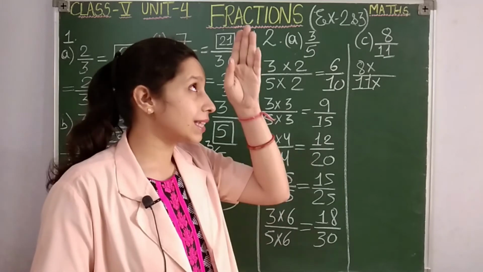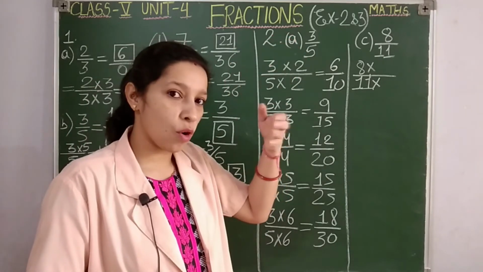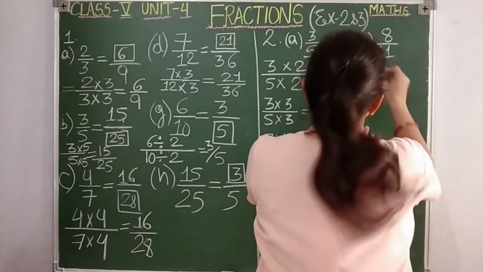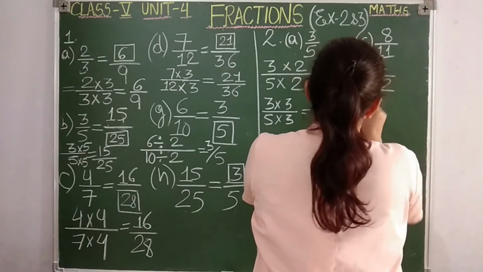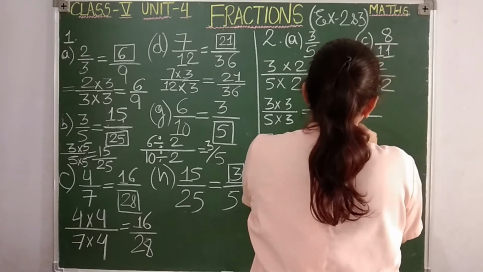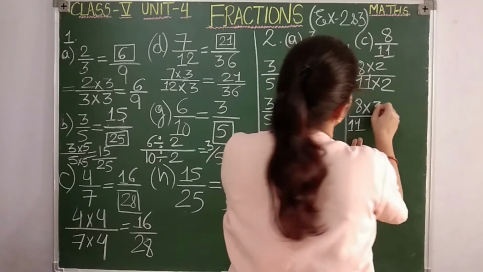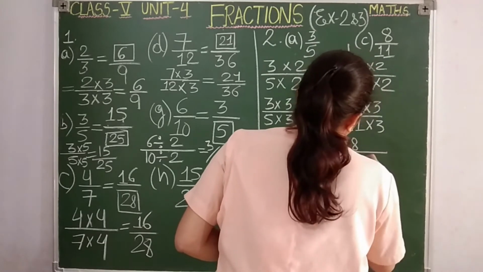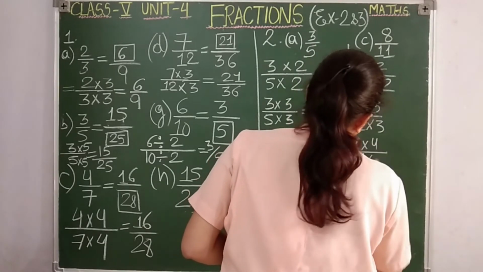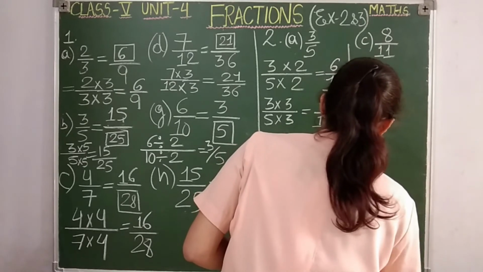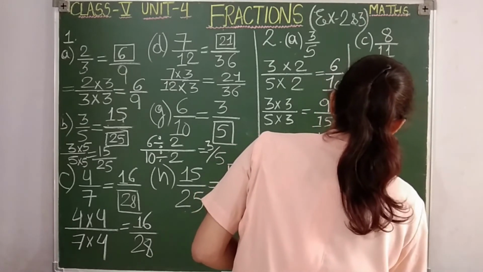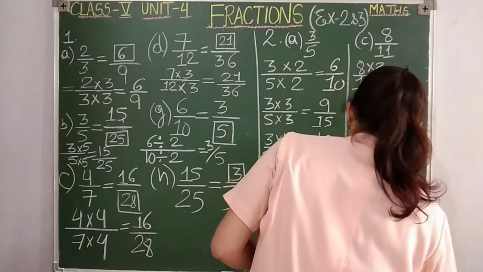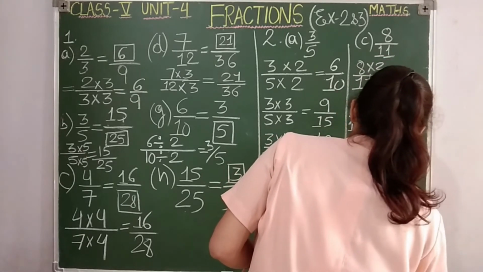First 5 multiples, you have to start with 2, 3, 4, 5, 6. So these are the first 5 multiples. Okay students, so here again same thing. Multiply it with 2, then multiply it with 3, then 8 upon 11 into 4, then 8 upon 11 into 5, then 8 upon 11 into 6.